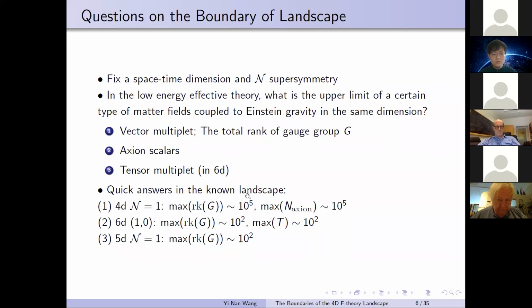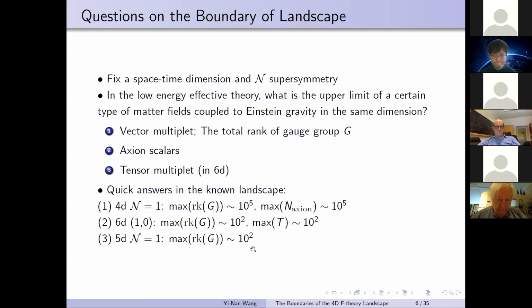Below, I will give you a very quick answer, which is the take-home message of this talk. In the currently known string landscape, for 4D N=1 supergravity, the maximal rank of the gauge group and the maximum number of axion fields coupled to supergravity are of the order of 10^5. For higher dimensional theories like 6D (1,0) or 5D N=1, the maximal rank of the gauge group and the maximum number of tensor multiplets are all of the order of 100.